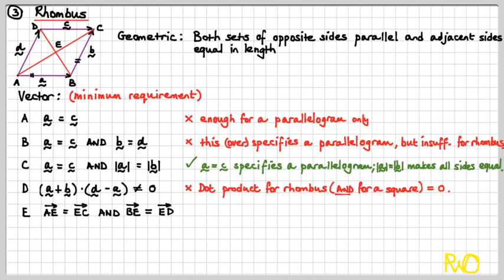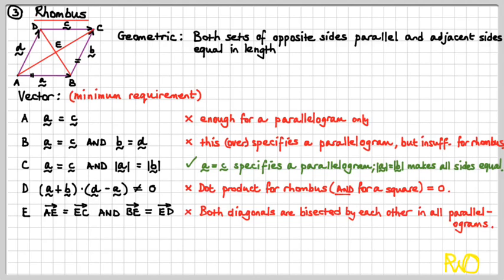Okay. Now option E. What's that saying? AE equals EC. That's saying that E is the point of bisection of both diagonals, and that's actually correct. But that'll happen with a parallelogram. All parallelograms do that. So that's not enough for a rhombus. It is enough for a parallelogram, but it's not enough for a rhombus.